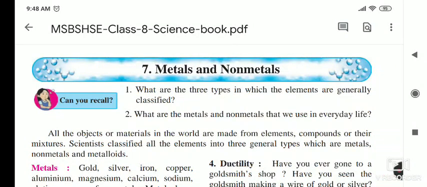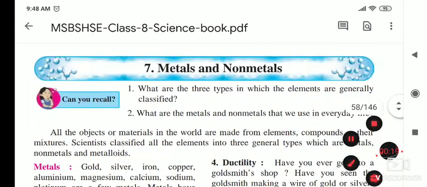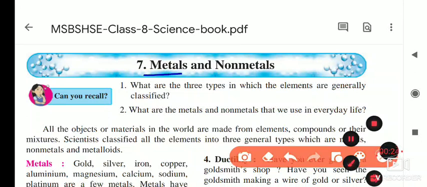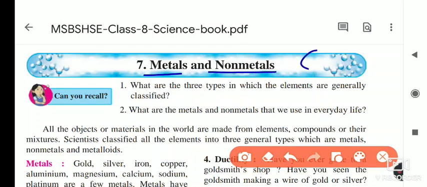Okay, now you just tell me some examples of metals. Yes, just note down in your notebook. So I will tell you the names of metals. Which are the metals? Gold, silver, then iron. Afterwards, copper, aluminium, these are the metals. And which are the non-metals? That is coal, sulfur. Okay, these are the non-metals. Oxygen is also a non-metal.